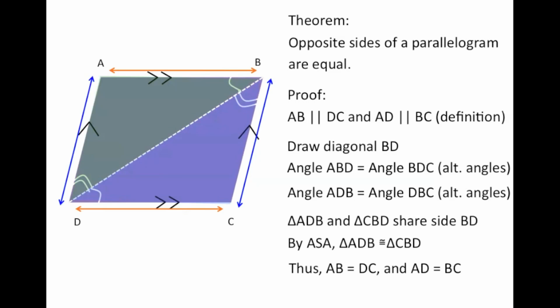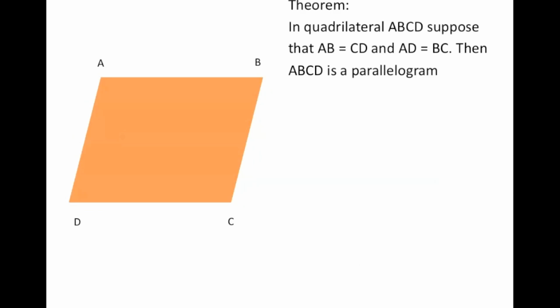Now, what we're going to do is prove this theorem, but in the other direction. Basically, in a quadrilateral ABCD, suppose that AB and CD are equal and AD and BC are equal, then ABCD is a parallelogram. So in the previous proof, what we showed was that if you have a parallelogram, the opposite sides are equal. Now we're saying that if you have a quadrilateral with opposite sides that are equal, then you have a parallelogram. So let's prove it.